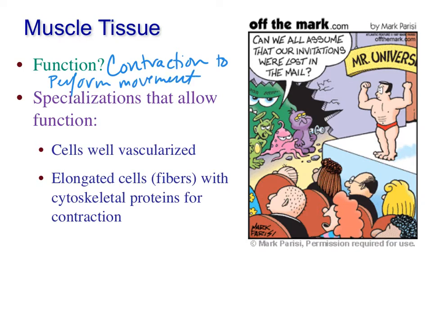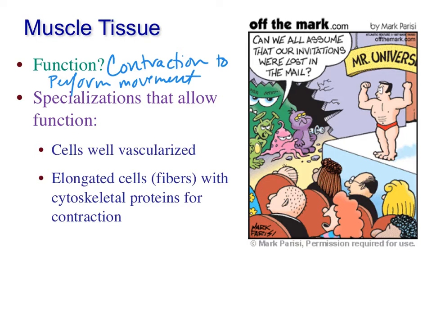So, in order for that contraction and movement to happen, there needs to be a lot of ions present: calcium, sodium, potassium. So the cells are well vascularized, so those ions can get there. Muscle tissue also needs a lot of energy in order to do that work, and so all of that blood flow brings sugars and things as well.